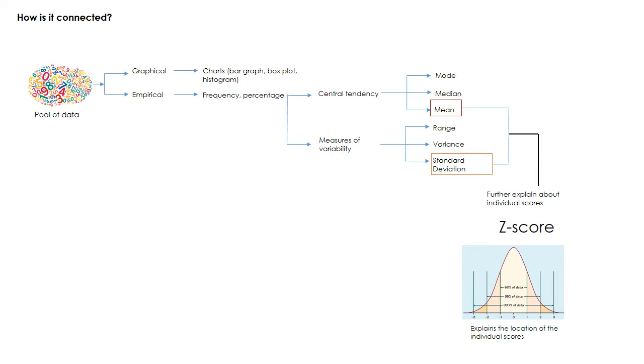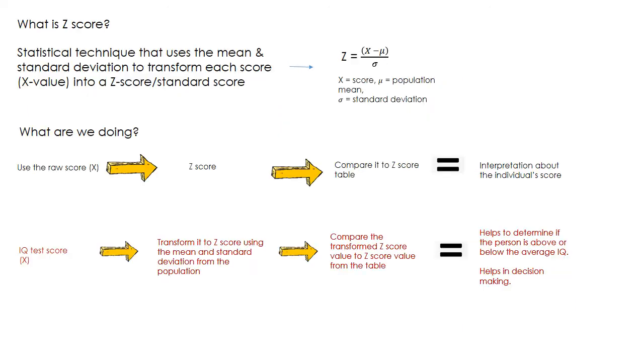What we are going to do is use the mean and standard deviation to transform scores into, or compute, a z-score, and these z-scores will help us explain the location of individual scores. So let's see what it means. What is a z-score?